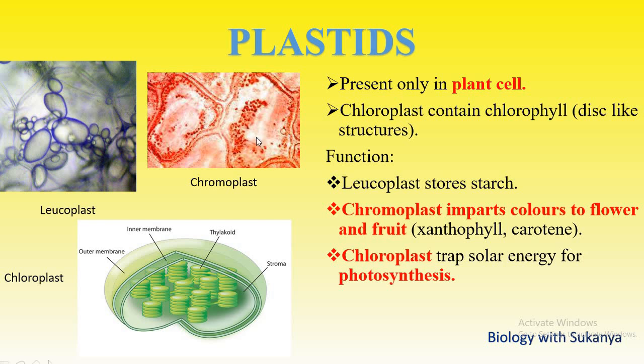Chromoplast is colored and imparts colors to flowers and fruit. Various pigments are xanthophyll and carotene. We know carotene is present in carrots, so the orangish color of the carrot is because of the chromoplast. And finally chloroplast, it traps solar energy for photosynthesis.